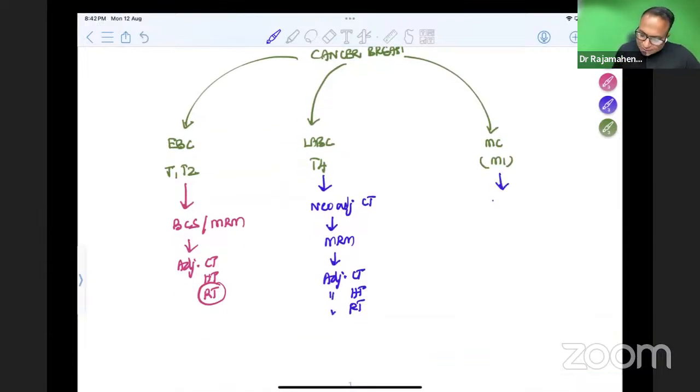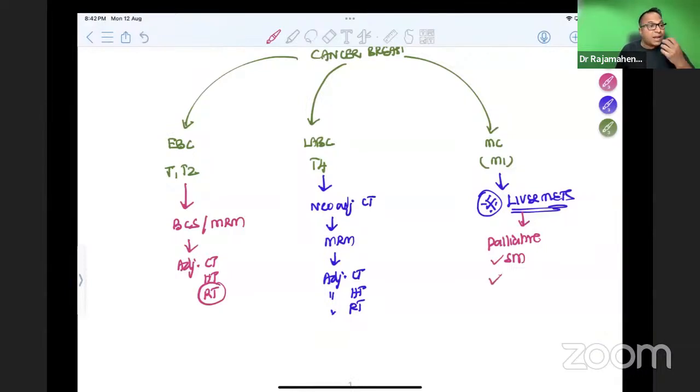Then what about metastatic cancer? This case is explaining a very clear concept on liver mets. When there is a liver mets, the survival is going to be less than 1 year. So in those cases we will only do palliative treatment. Don't do any serious procedure. Palliative simple mastectomy can be done for an ulcerated cancer. Then we can go for palliative hormone therapy and palliative chemotherapy. Radiotherapy is usually not needed for a metastatic cancer.